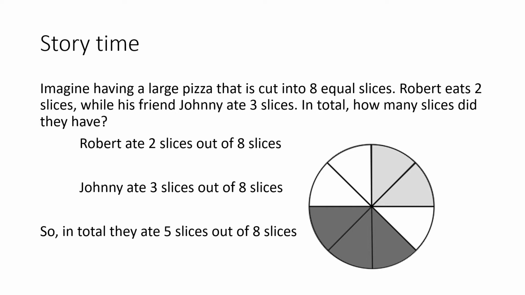Suppose we have a large pizza, and that pizza is cut into 8 equal slices. Your friend Robert ate 2 slices, while your other friend Johnny ate 3 slices. In total, how many slices did they eat? First of all, you're going to think of this as a critical problem. Robert ate 2 slices out of 8, and Johnny, on the other hand, ate 3 slices out of 8.